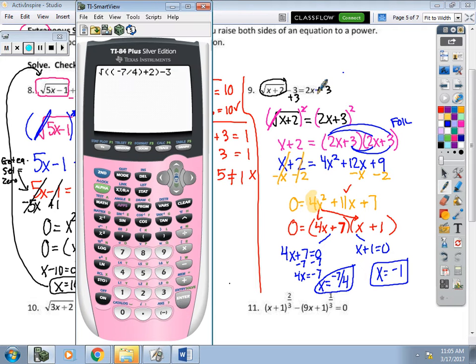Now you can't type in the other side of the equal sign at the same time. You have to do it in 2 separate lines. So hit enter, we get negative 2.5. Now we'll type in the other side, which would be 2 times negative 7/4.